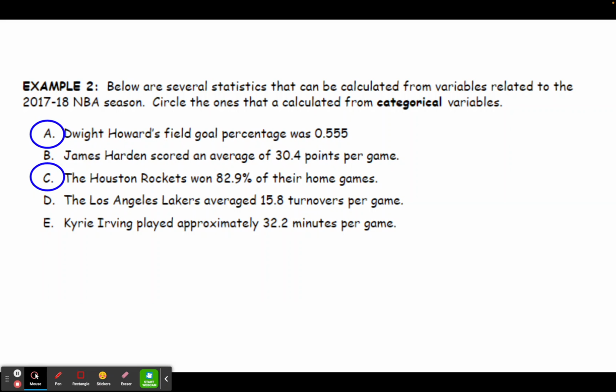And the last one, Kyrie Irving played approximately 32.2 minutes per game, also would be numerical. We would count up the number of minutes he played per game or measure with a stopwatch, and we can calculate the average by dividing by the total number of games. So that's a numerical variable.